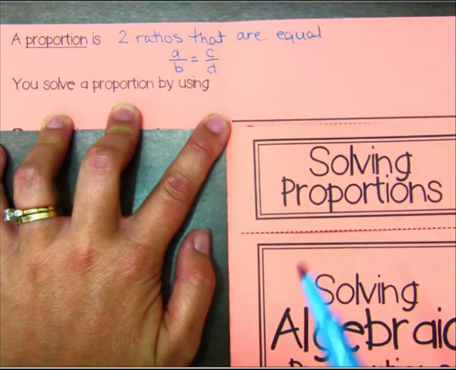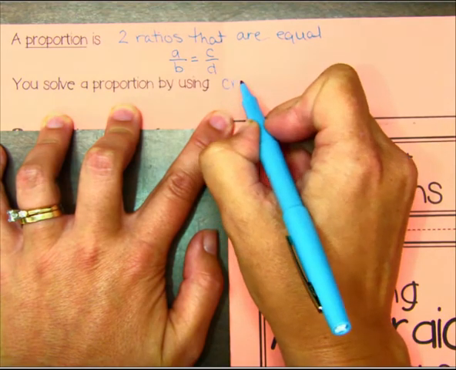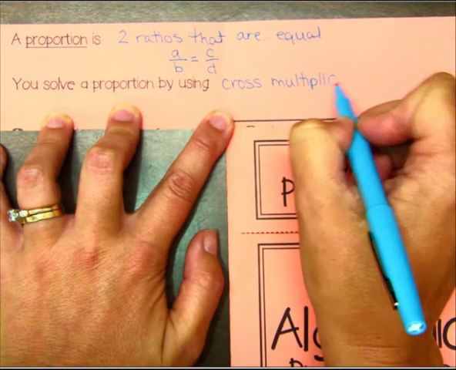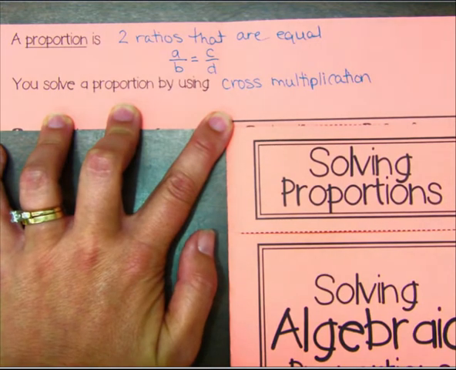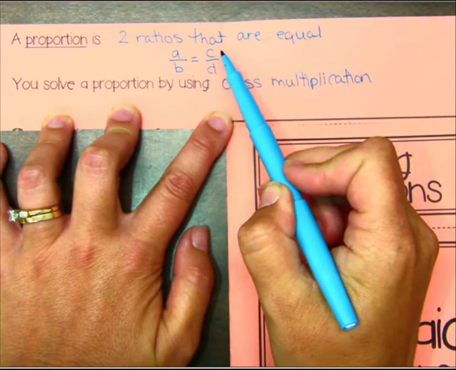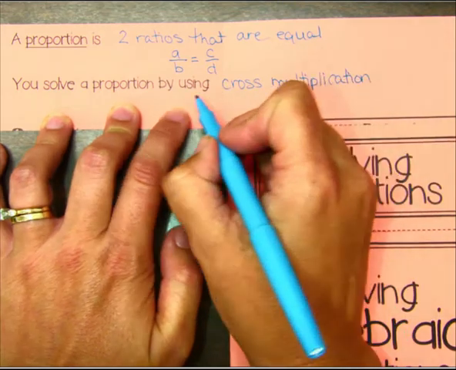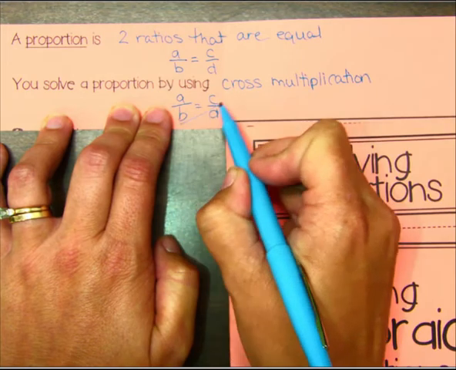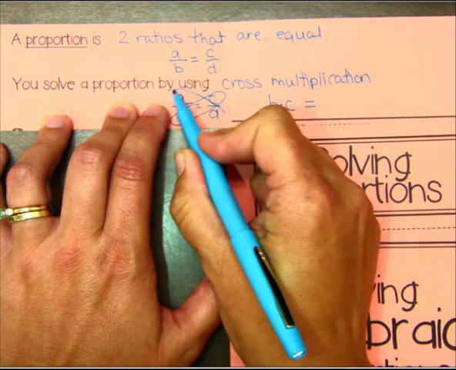When you solve a proportion, you actually cross multiply. So you solve a proportion by using cross multiplication. I think back in middle or elementary school at some point you called them propellers, where basically you would multiply, in this case, B times C and A times D. So with cross multiplication, if we have our proportion A over B equals C over D, we would multiply B times C and then set that equal to what we get when we multiply A times D.